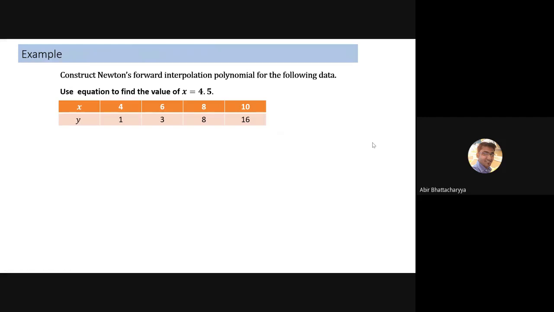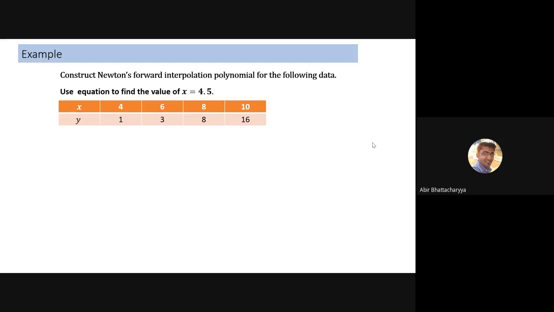The given table says that the x values are 4, 6, 8, 10. Again, the good news is that it is equally spaced data. If you observe the difference between x values, all are 2. That means h equals 2 here, so we can apply Newton's interpolation. Forward or backward depends on the value of x, but the question says we have to apply Newton's forward interpolation to find the polynomial.